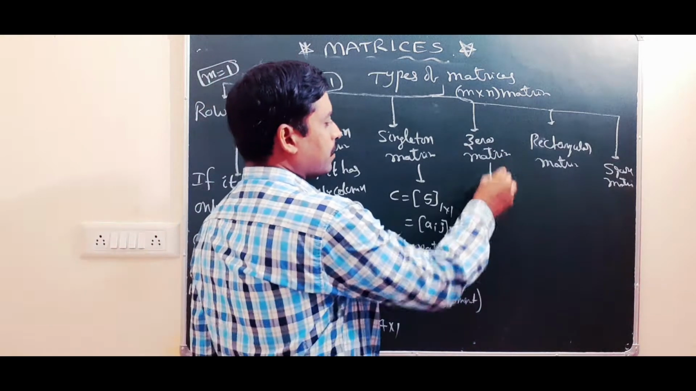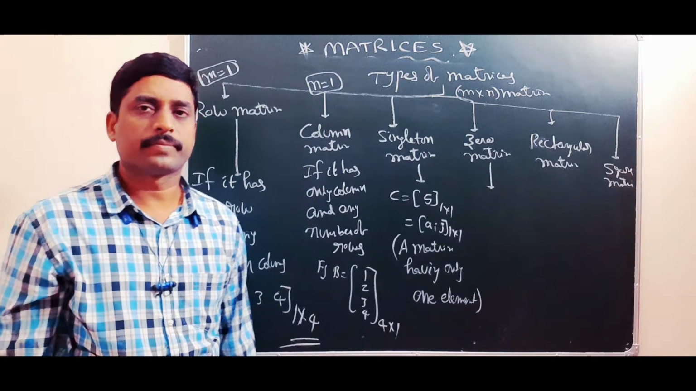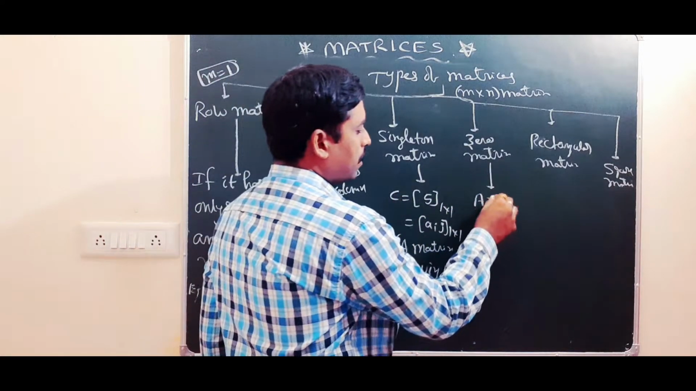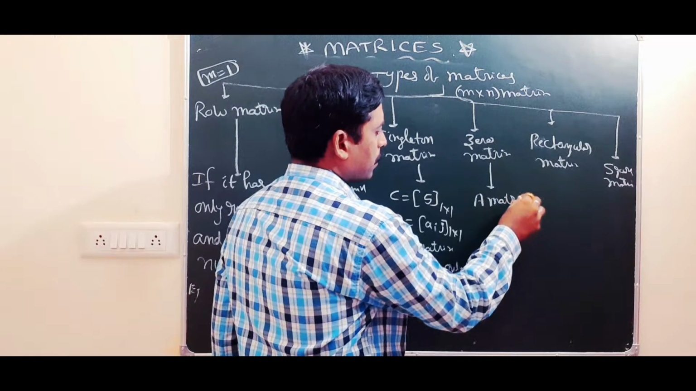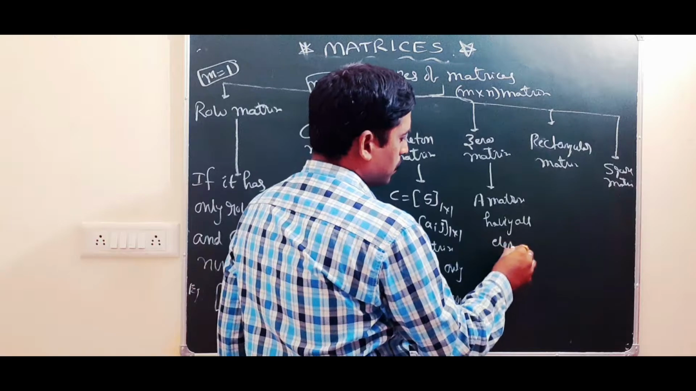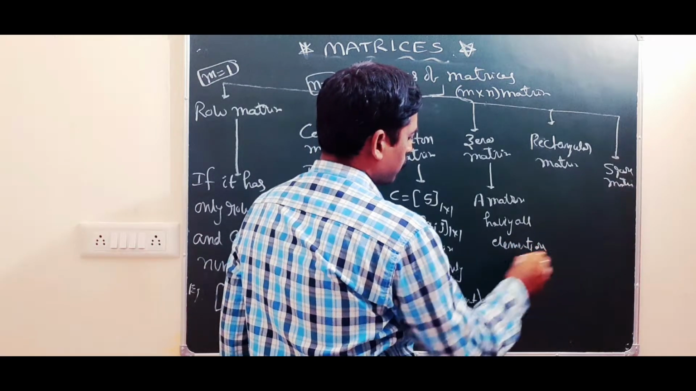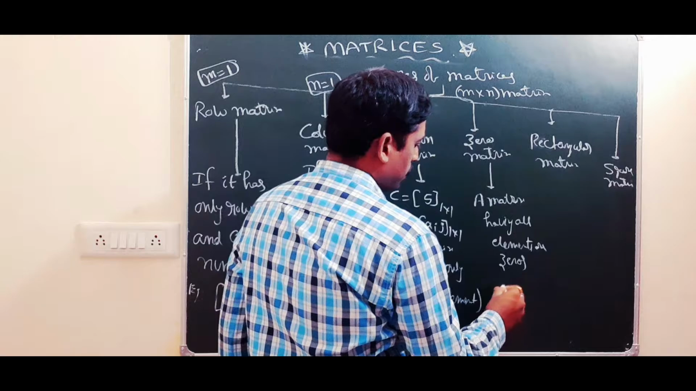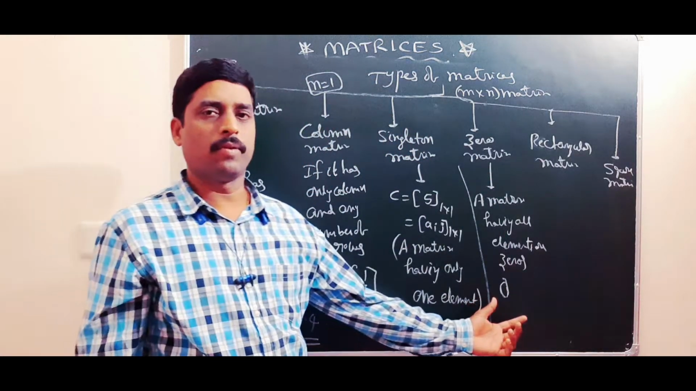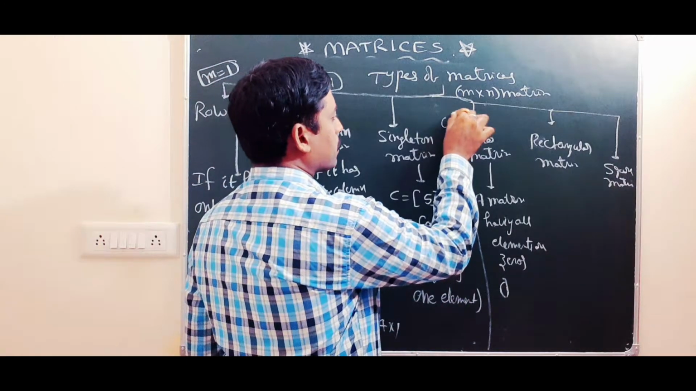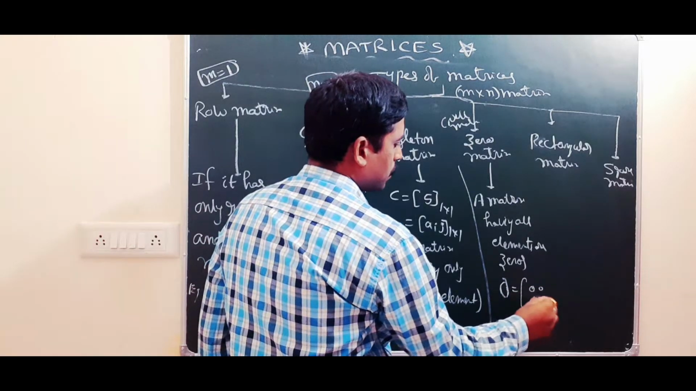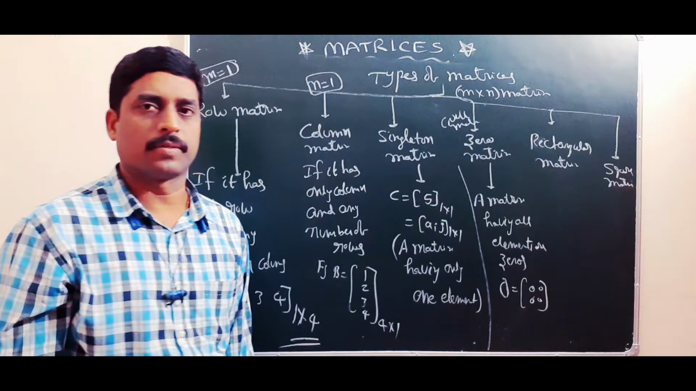What is the zero matrix? A matrix having all elements zeros. For example, the zero matrix or null matrix, denoted by the letter O. So this is equal to 0, 0, 0, 0. All elements are zeros.